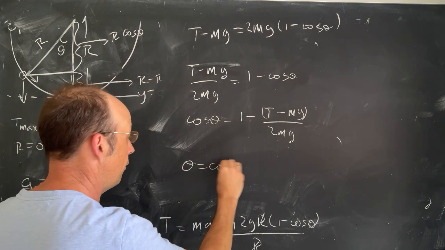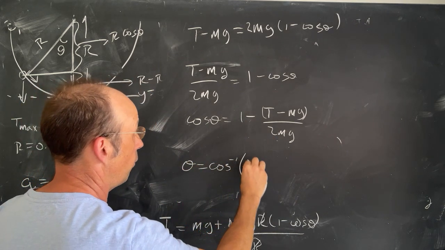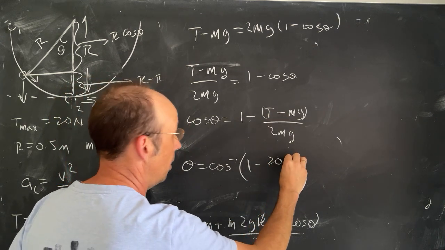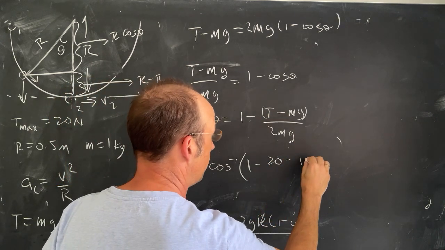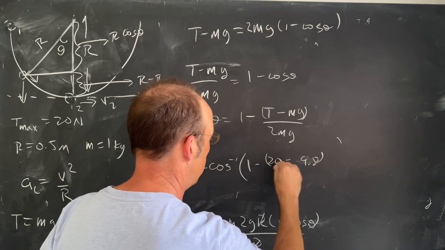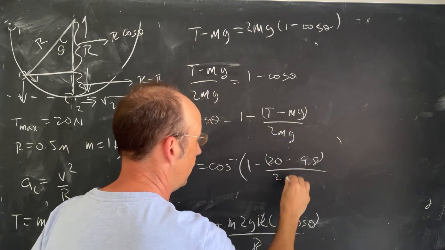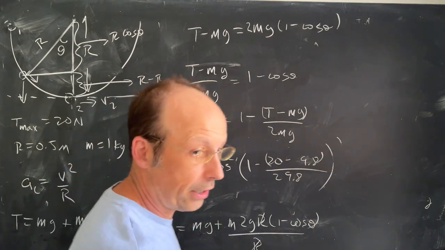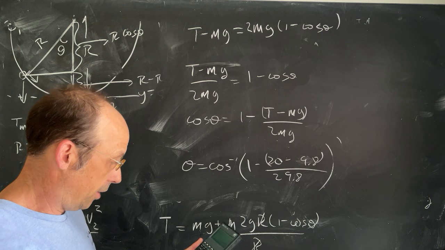Theta is going to be the inverse cosine of 1 minus the max tension, which was 20, minus 1 times 9.8, so it's just 9.8. I'm putting in my numbers. Over 2 times 1 times 9.8. Okay, let's put it in our calculator and find out what happens here. I'm kind of curious.